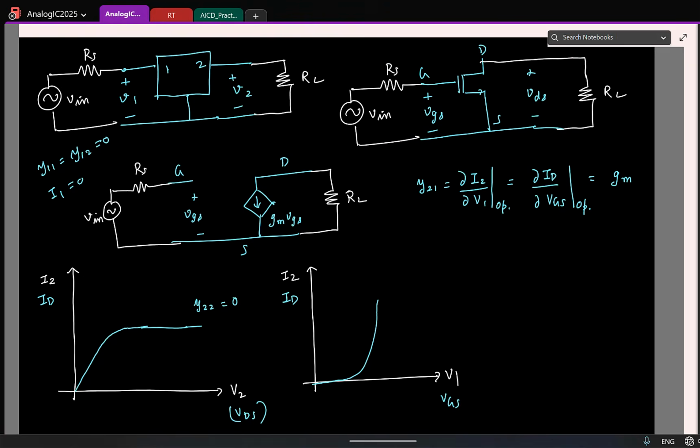So now tell me, if I apply V in here, what is the small signal VGS? V in, is that clear? So which means what is the current flowing down? GM times VGS, which is GM times V in. What is the current flowing up? Minus GM V in. So what is the output voltage you get, small signal? Yeah, so minus GM times RL times V in. So the small signal gain is essentially minus GM RL.